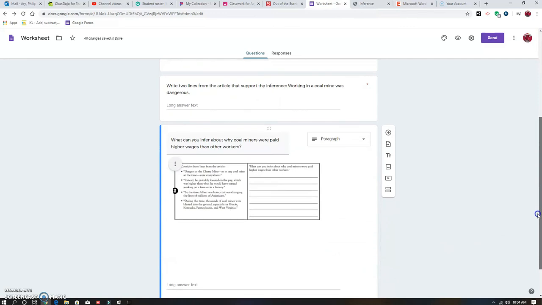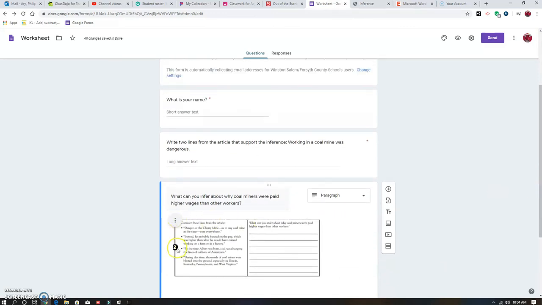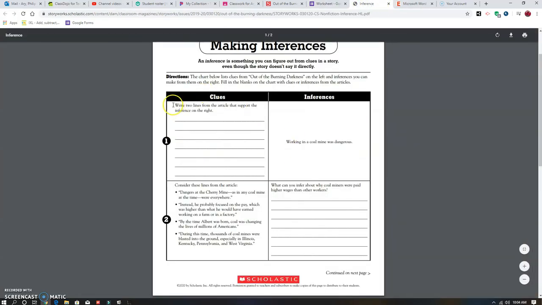So if we go down here to the first one, not number 2 but number 1, it says write 2 lines from the article that support the inference: working in a coal mine was dangerous. If you look at the sheet, that's exactly what it says right here. So the first one on that form is for this one.